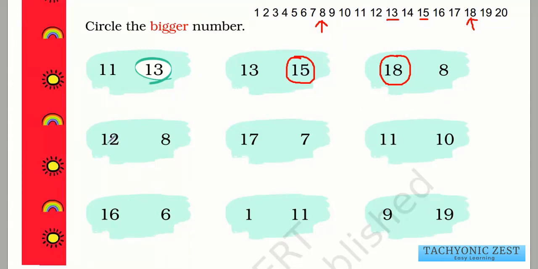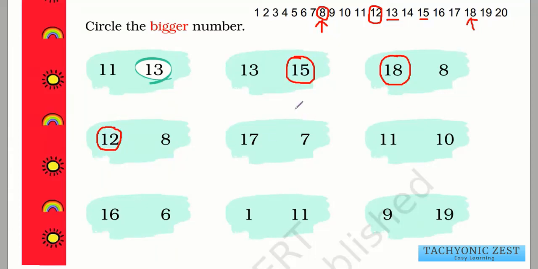So next it is 12 and 8. We can see that 12 is somewhere here and 8 is somewhere here. We can clearly see that 12 comes after 8, so it is 5, 6, 7, 8, 9, 10, 11, 12. After 8 comes 9, then 10, then 11, then 12. So 12 comes after 8, and since it comes after 8, 12 is the bigger number, so we will circle the bigger number here quickly.